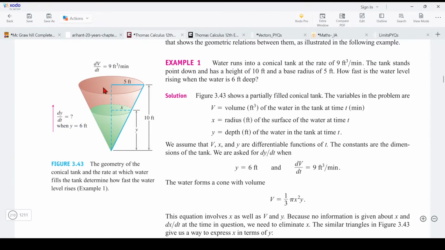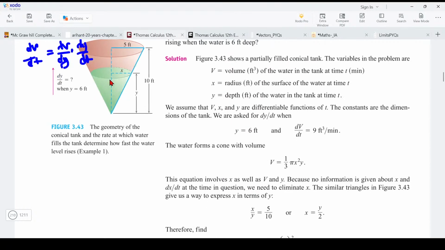In the earlier case, what did we have to find? We were given the rate of volume, and we had to find dy by dt. So basically we expressed volume as a function of y. dv by dt equals dv by dy into dy by dt. This is what we have done. Or otherwise, dv by dt equals the differential of this with respect to t. Agreed? That's what we are doing.